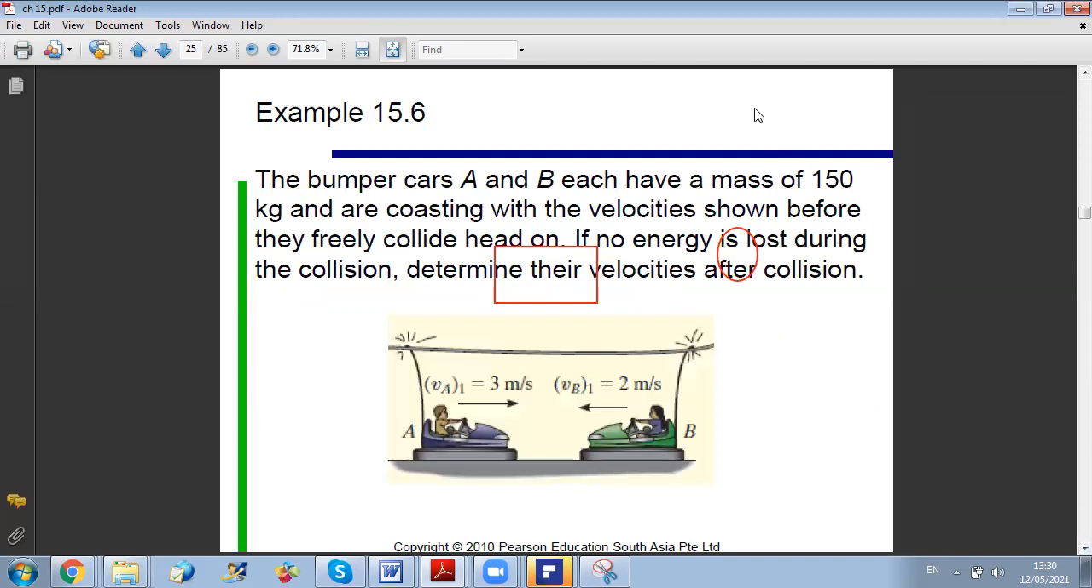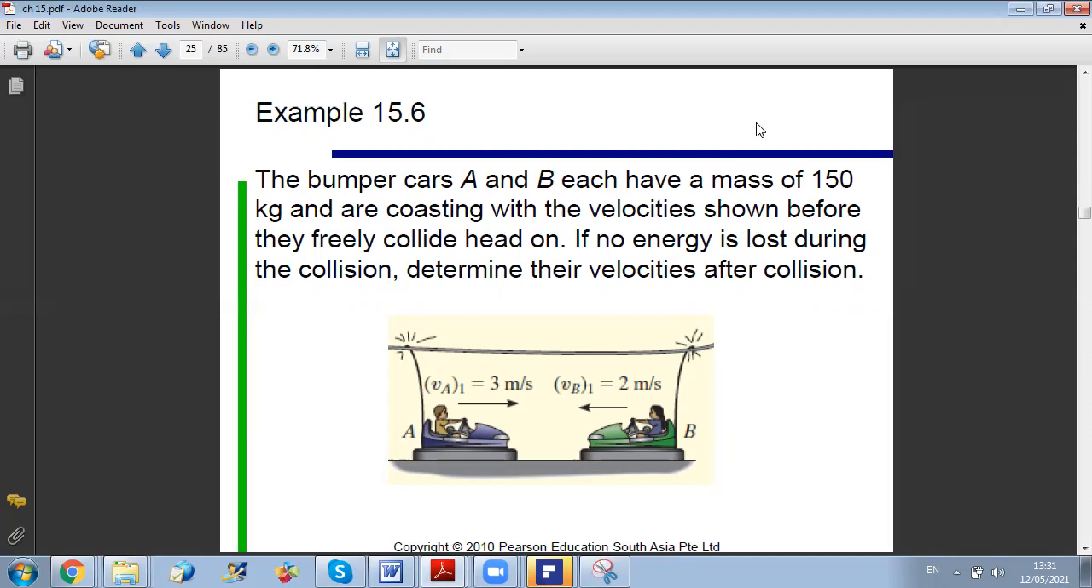Another problem. The bumper cars A and B each have a mass of 150 kg and are coasting with the velocities shown before they freely collide head-on. If no energy is lost during the collision, determine the velocities after collision.